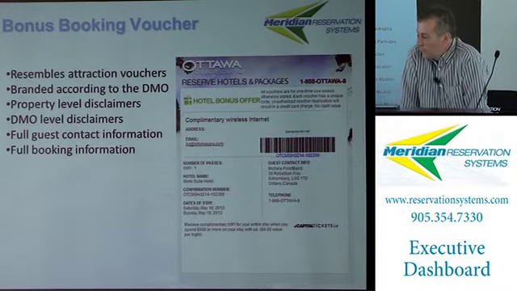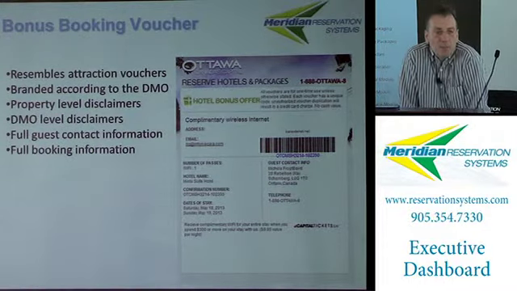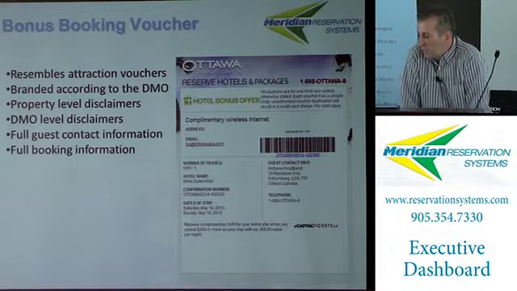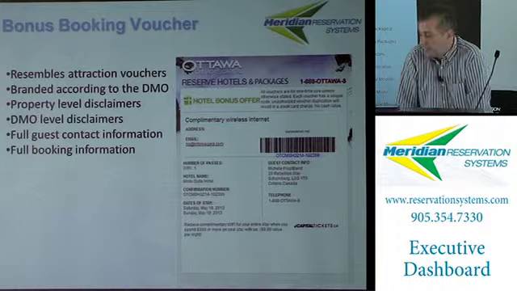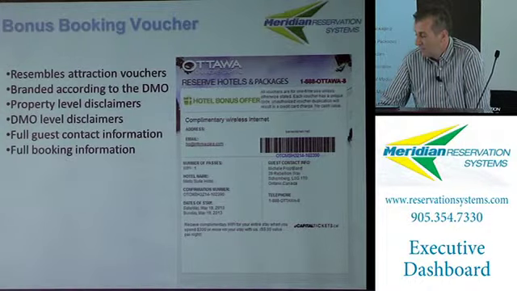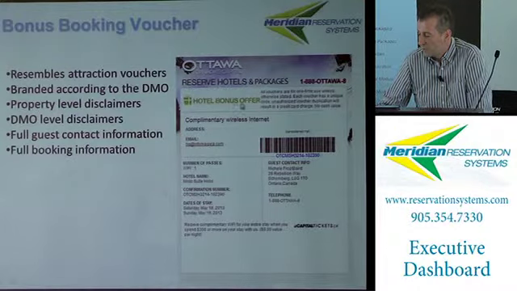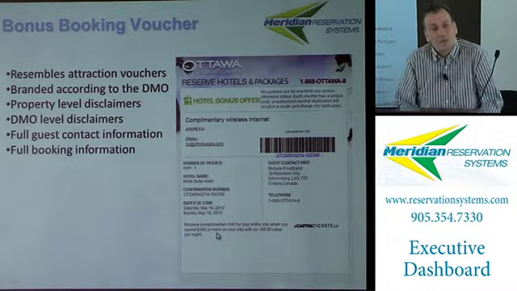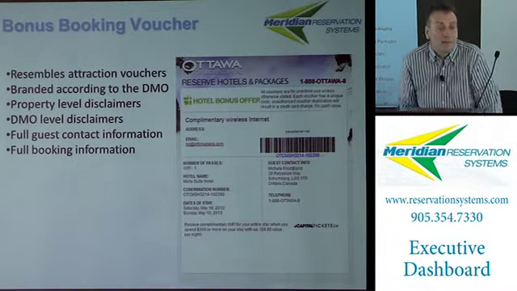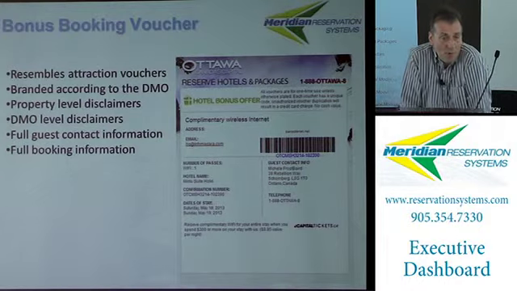When a reservation is created, the consumer has the ability to print off that voucher, that bonus booking voucher. We make it very, very similar to the attraction vouchers. Again, they're all branded according to the DMOs. It'll specifically say hotel bonus offer, and the actual text of the offers is here. All the booking details are there. So the consumer would typically surrender that at the front desk, but that's recorded in the back end of the extranet.